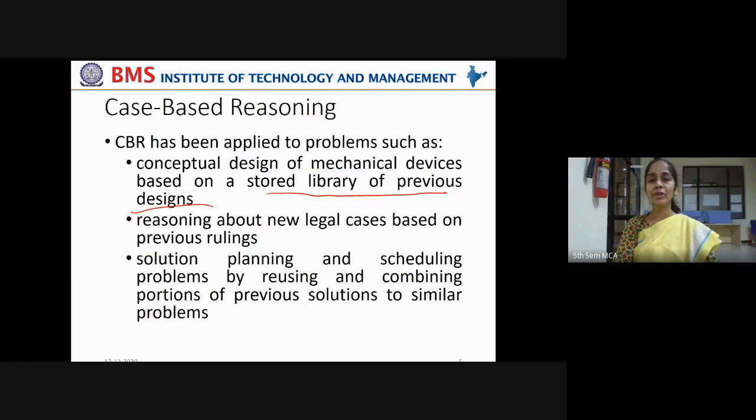So this conceptual design of mechanical devices or any kind of products can be based on the stored library of previous designs. Previous designs can be referred and used. And it can also be applied to problems such as reasoning about new legal cases based on previous rulings. Now, whenever you study Indian Constitution, when they discuss some cases, say they are discussing child marriages.